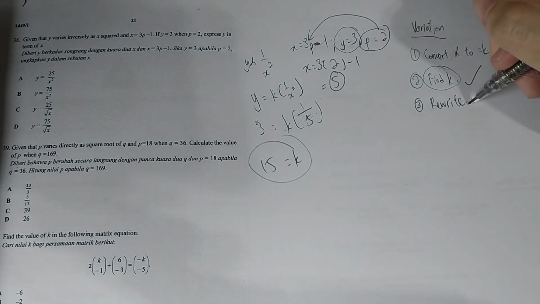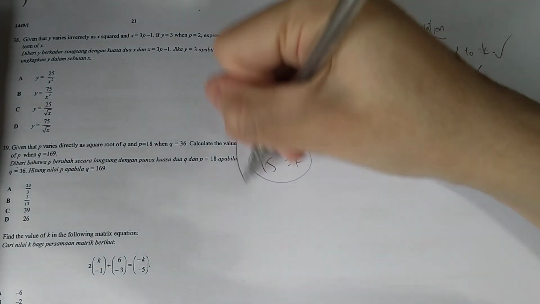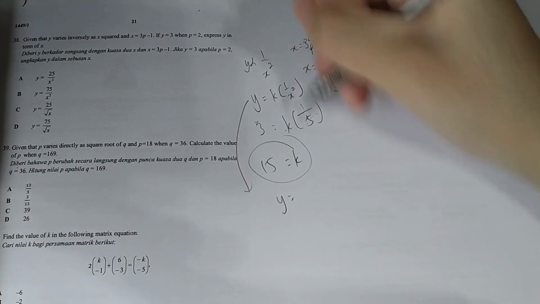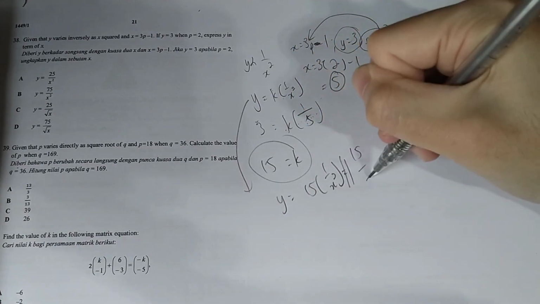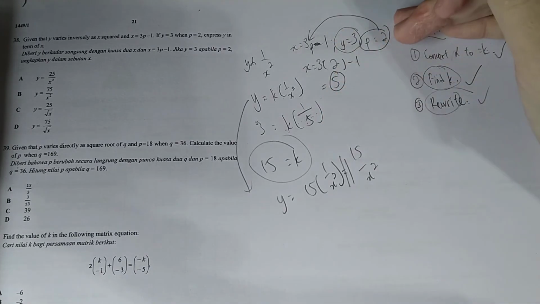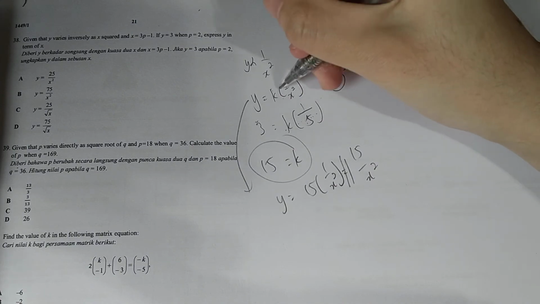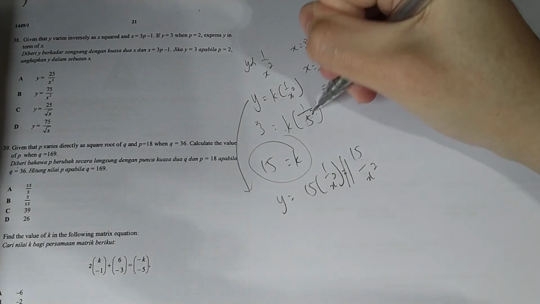Step number 2, done. Step number 3, rewrite. Just tengok balik sini. Rewrite y equals to 15 bracket 1 over x square. Or you can also write it as 15 over x square. So the answer would be... Oops, did it wrongly? Okay, sorry. It should be k1 over x square, right? Tertinggal the square. Sorry, my bad.